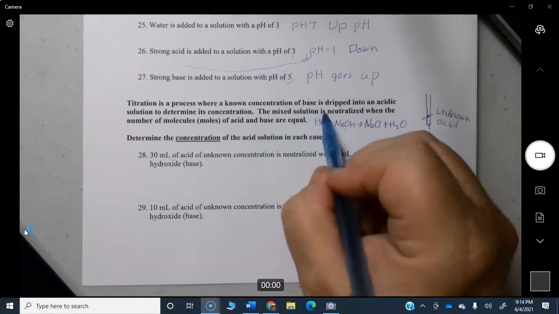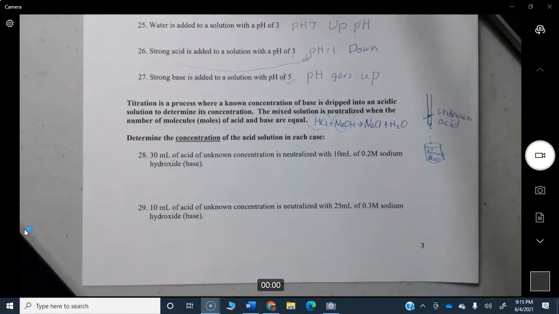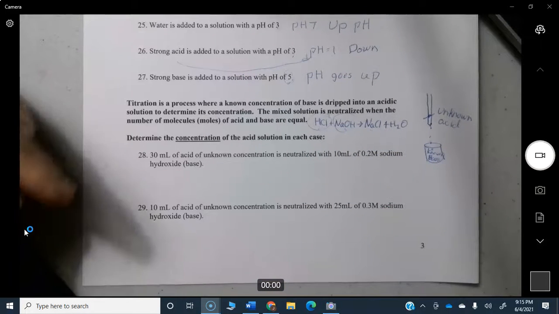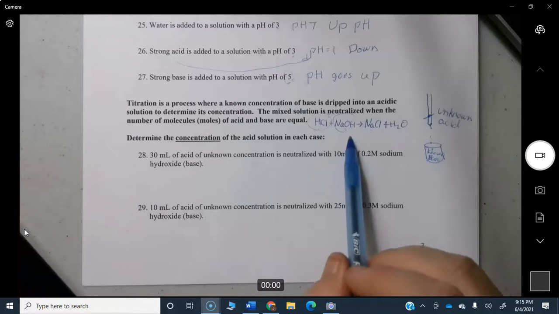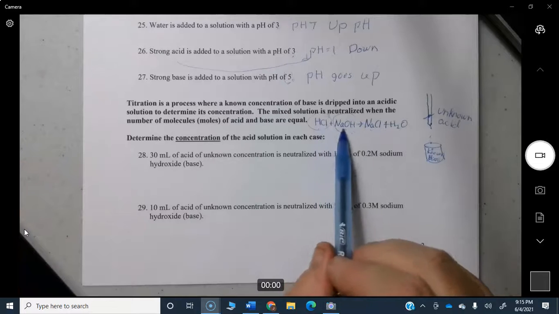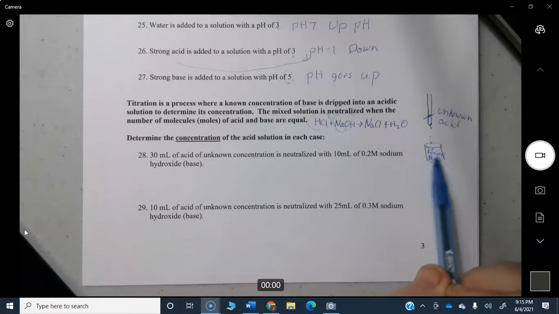So notice it takes 1 acid for every 1 base to neutralize. It's a 1-to-1 pair up. It's like a dance, okay? You got 1 boy for 1 girl, 1 boy for 1 girl, 1 boy for 1 girl. Okay, so when they neutralize, when you finally get these to neutralize, there's this magical kind of solution called an indicator.